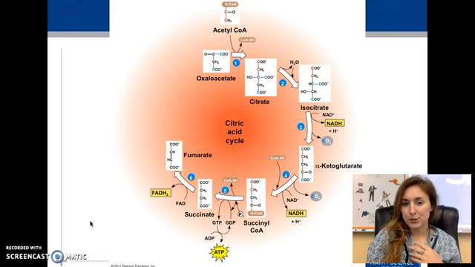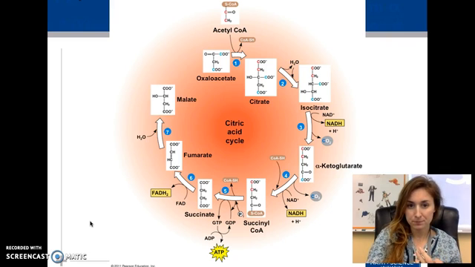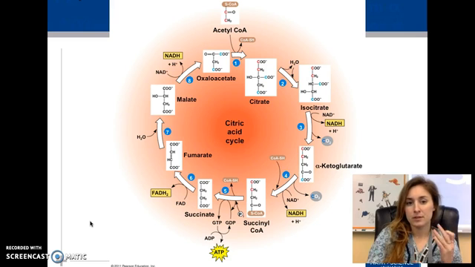I'm also going to store energy in FADH. I take FAD, I bond hydrogens to it, I get FADH, and so there's storage of energy in there as well. I input a little bit of water. I get another NADH, more storage of energy, and the cycle continues.